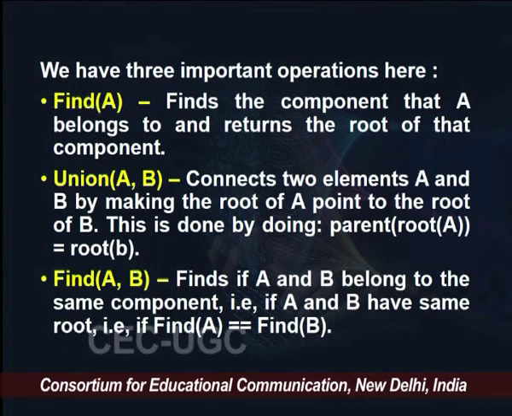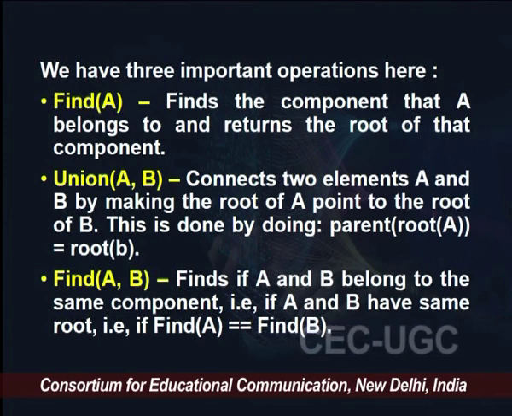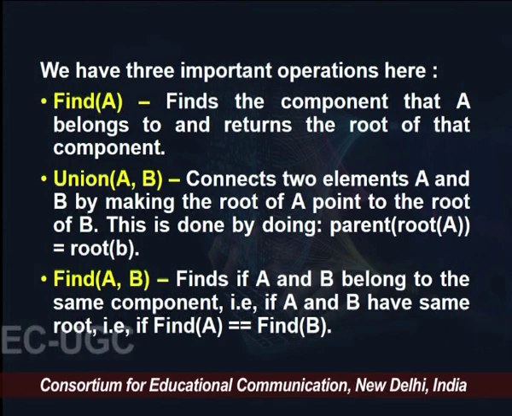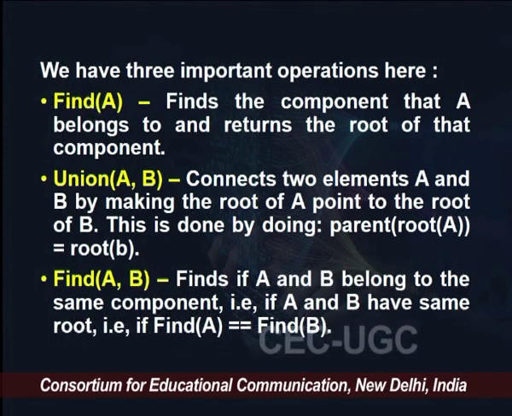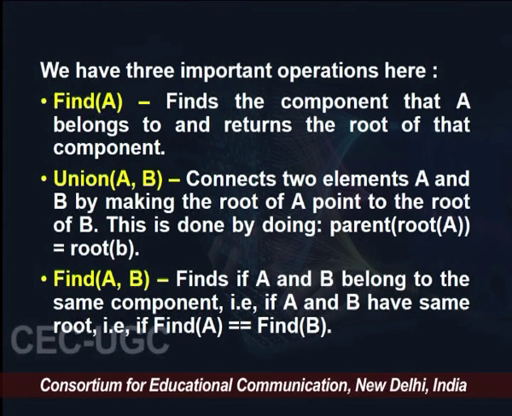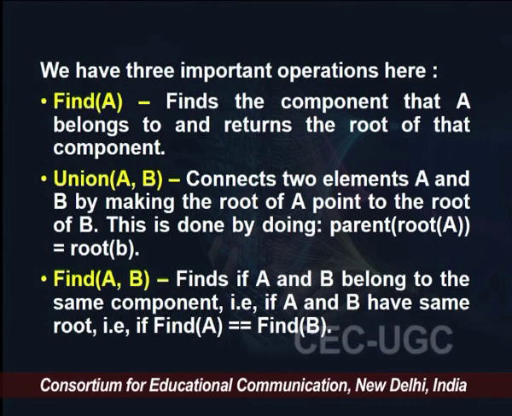So, here we are going to find if find A is equal to find B, that is, if the representative element or root of the set to which A belongs is equal to the root of the set to which B belongs, then find A comma B is going to give you a true value.